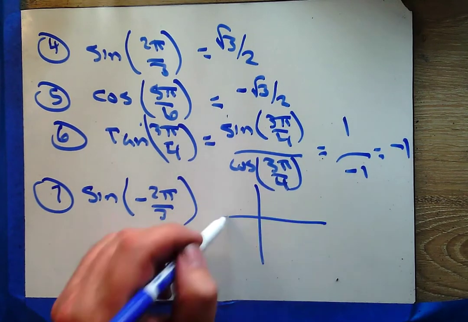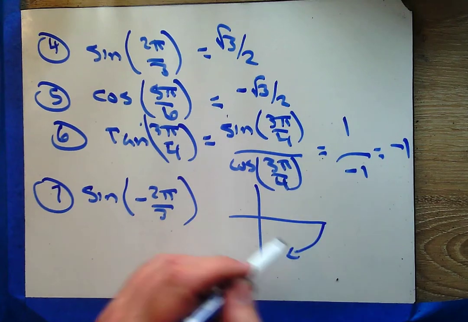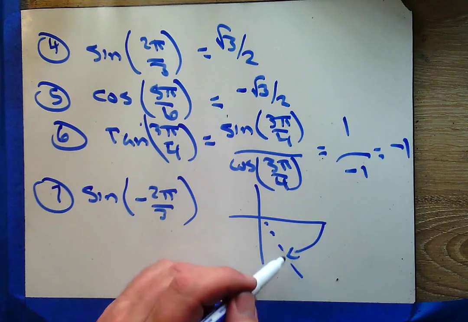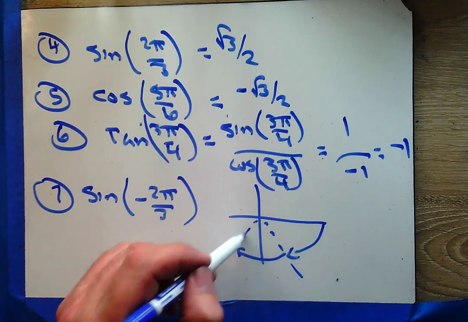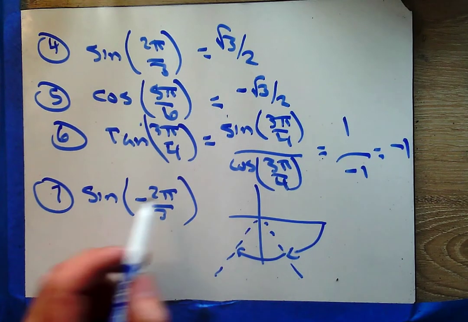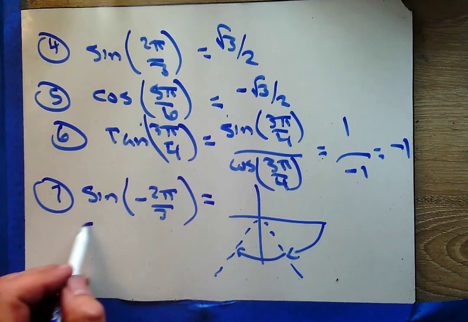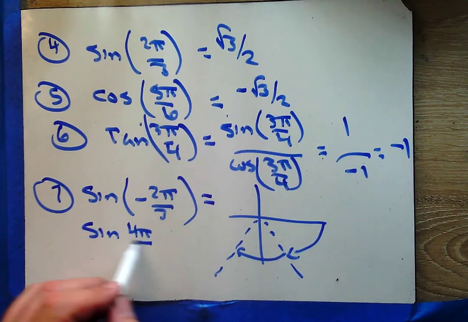Well, so negative 2 pi over 3, there's negative pi over 3. Looks like 5 pi over 3. There's negative 2 pi over 3. Looks like 4 pi over 3. So this is the same as the sine of 4 pi over 3.